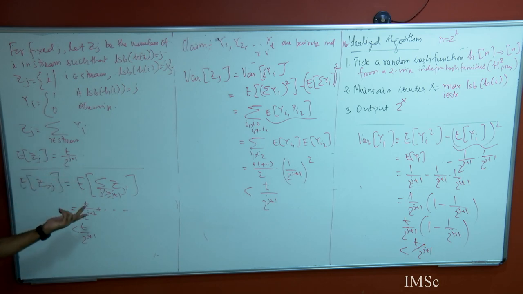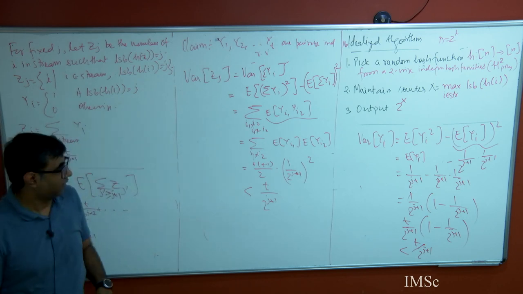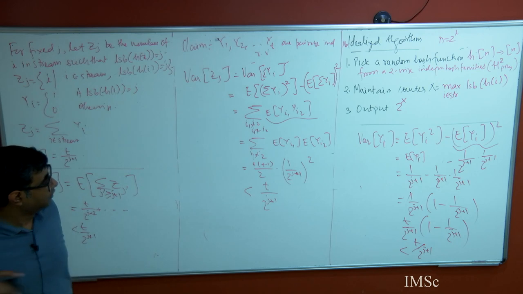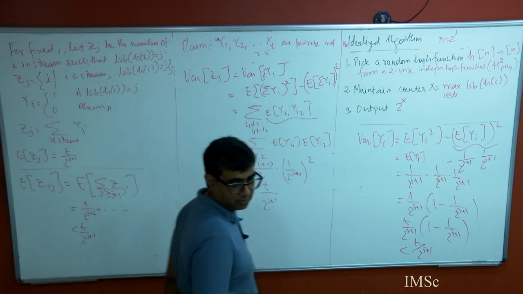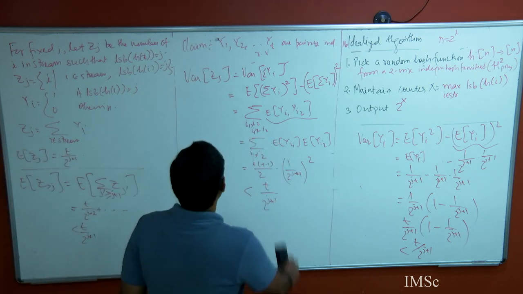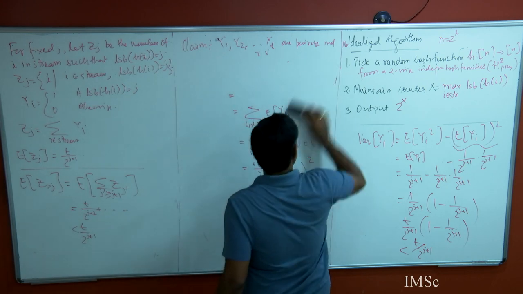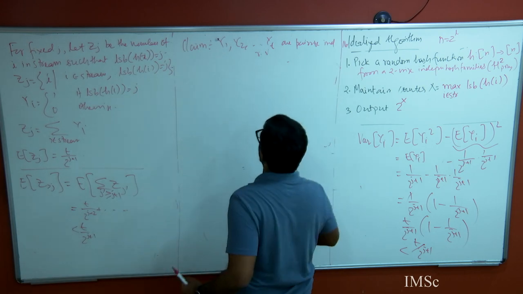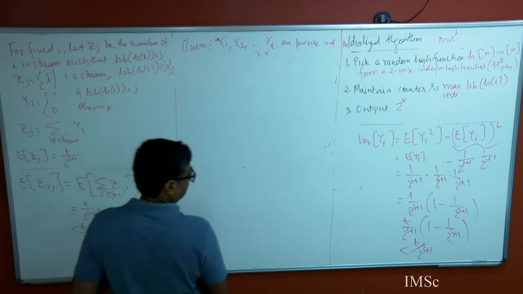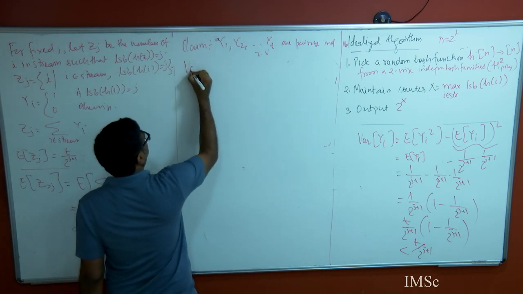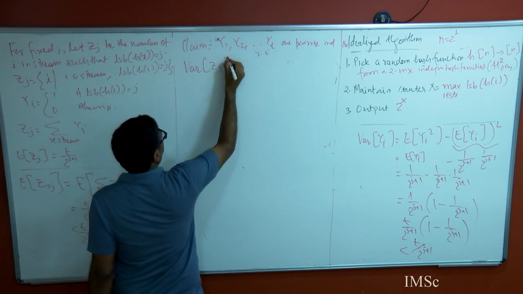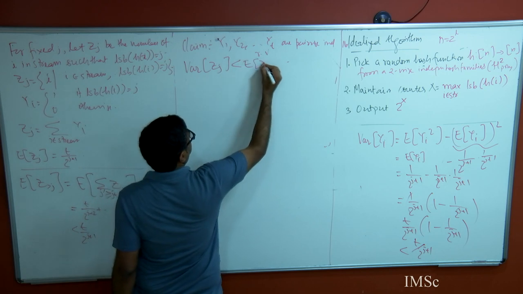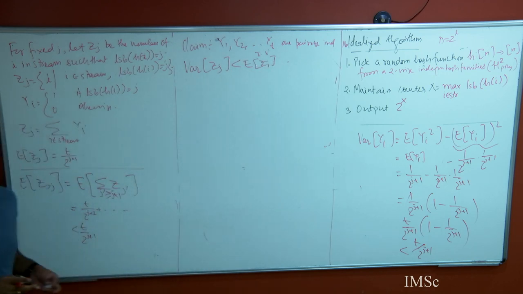Yes, because the yi's are pairwise independent random variables. Okay, so maybe this was not the right way. I mean, this also will give you the same thing, but at least this looks cleaner. Okay. So what did we learn? We learned that variance is less than its expectation. Variance of zj is less than expectation of zj. This is what it showed to us.